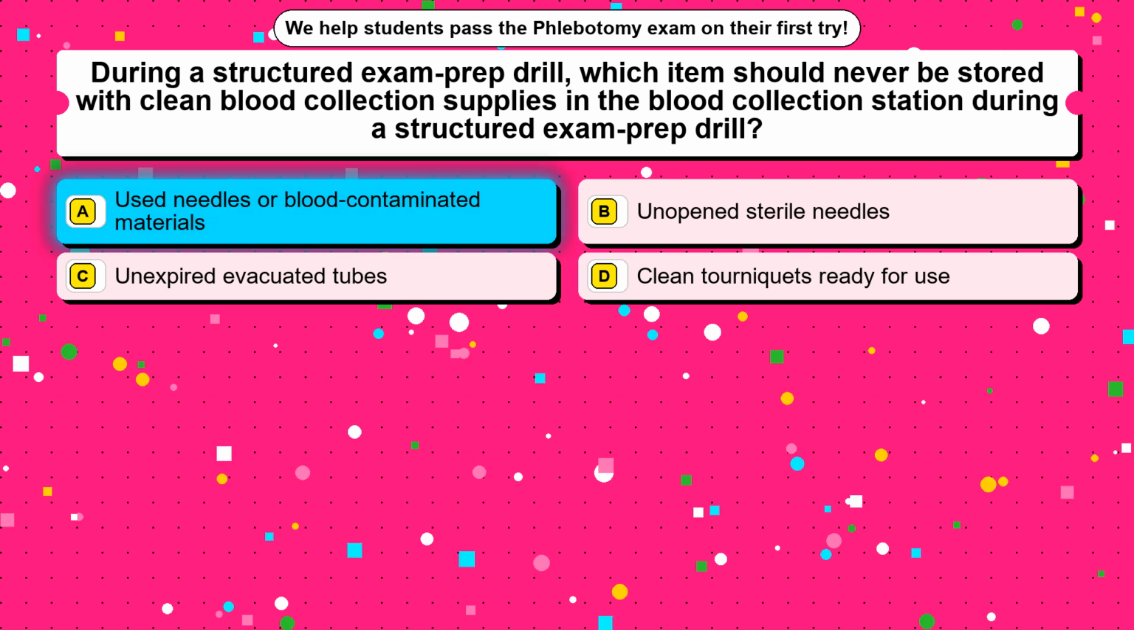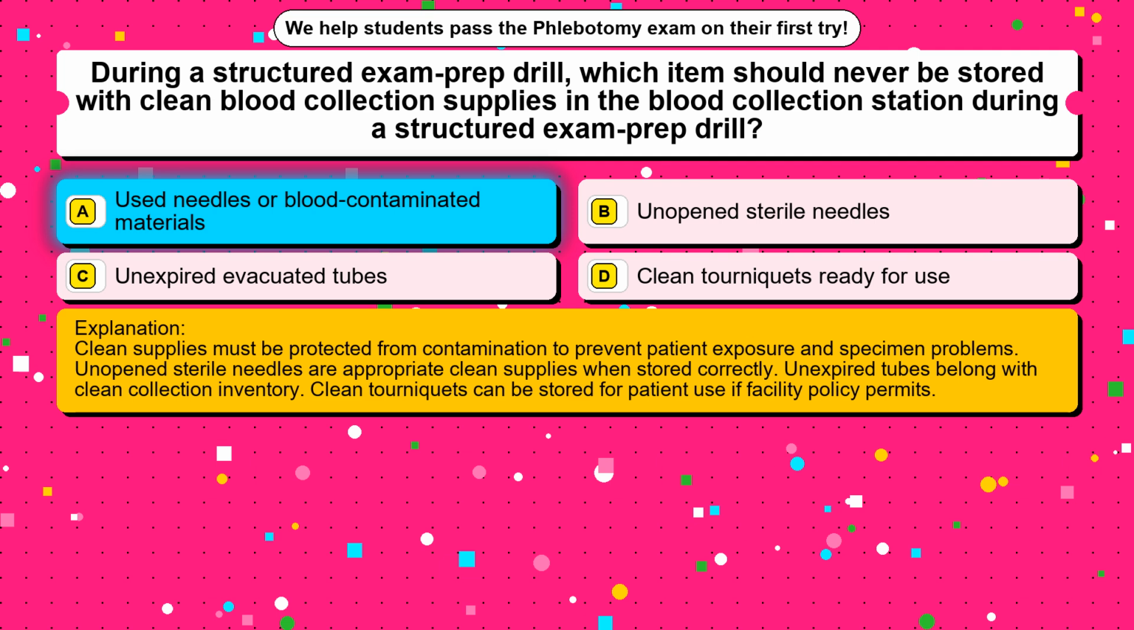The correct answer is option A. Used needles or blood-contaminated materials. Clean supplies must be protected from contamination to prevent patient exposure and specimen problems. Unopened sterile needles are appropriate clean supplies when stored correctly. Unexpired tubes belong with clean collection inventory. Clean tourniquets can be stored for patient use if facility policy permits.